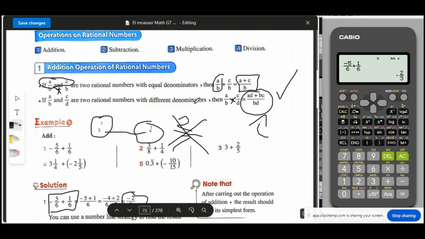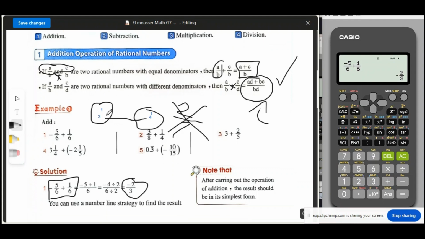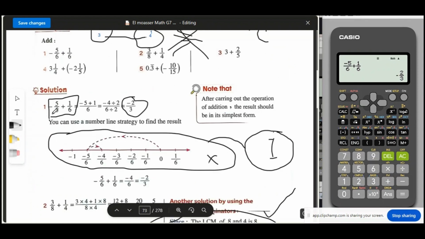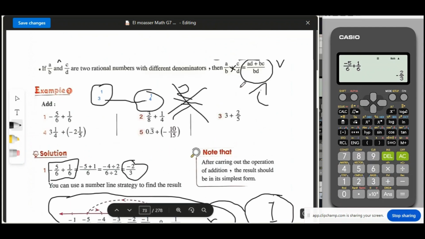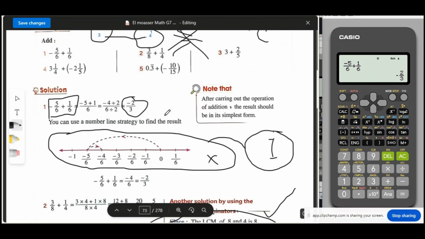So in the exam it won't tell you which way you should solve it, it won't tell you the specific method. Like if I told you negative 5/6 plus 1/6, solve it, the exam won't tell you the specific way, it will tell you solve it only. So you can solve it in any way you want: number line, LCM, that method, any step you want. But the important thing is that you should know every method, because the exam can sometimes ask you for these methods.